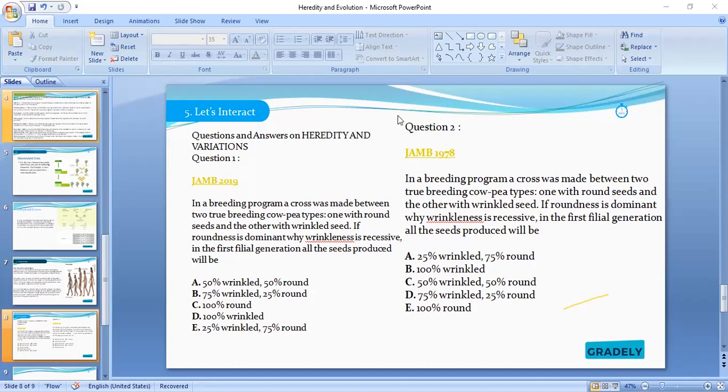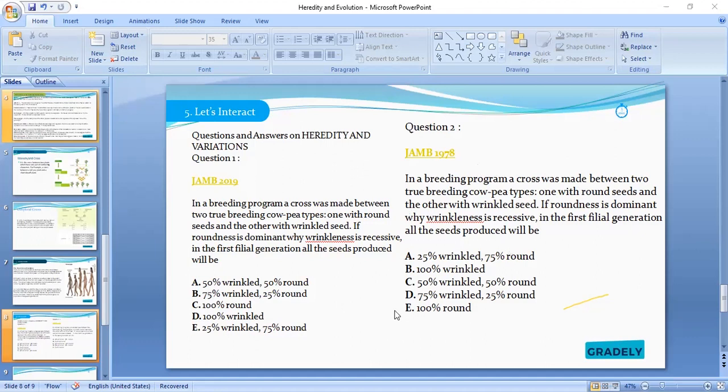Okay, let's try something. In a breeding program, a cross was made between two breeding cowpeas, one with round seed and the other with wrinkled seed. If roundness is dominant, that's capital R, and wrinkled seed is recessive, small r, small r. In the first filial generation, all the seeds produced will be... Let's cross it again. This is almost the same thing I did now.